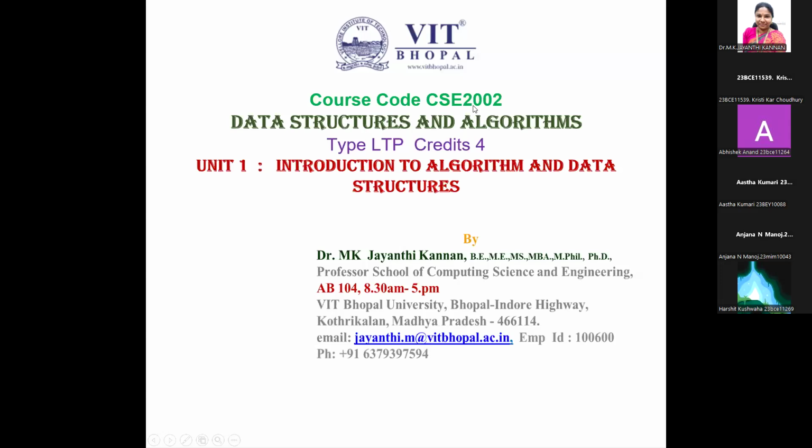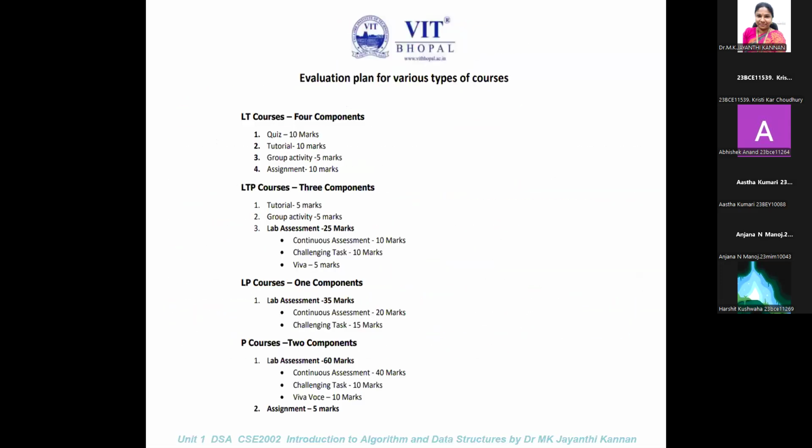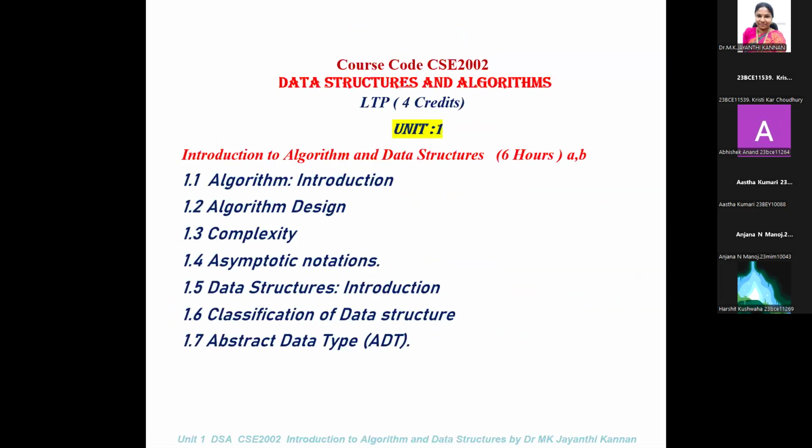So we already discussed. If you take the first unit, as we discussed in the previous classes, it has only 6 topics. We can make the first two important topics: algorithm and data structure. Algorithm introduction, algorithm design, and complexity. Algorithm design and complexity are the two very important topics.